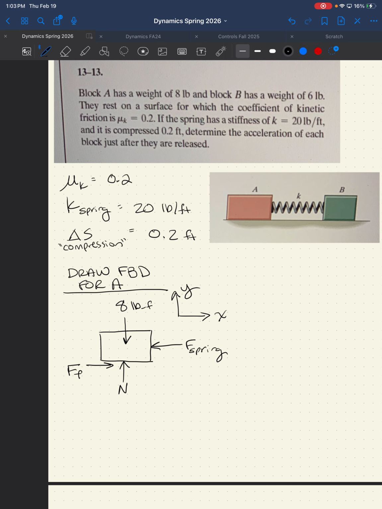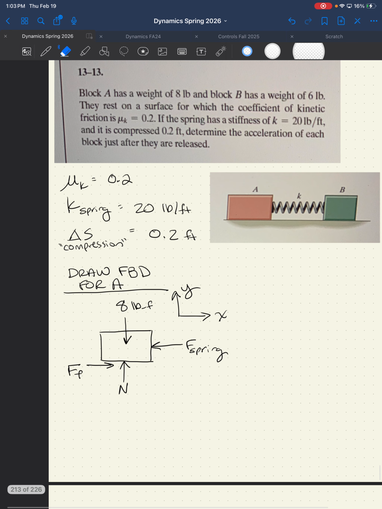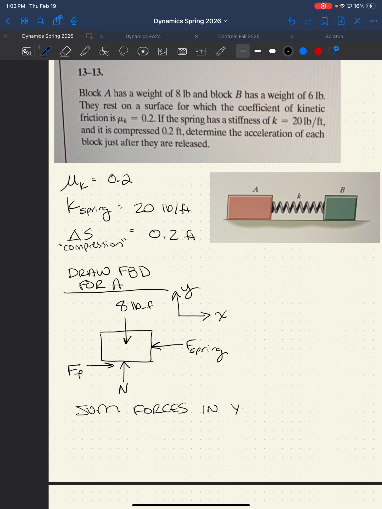So let's sum my forces. I see a normal, and I see 8. Oh, look, I can solve for my normal force immediately. My normal force is 8 pounds. Beautiful.